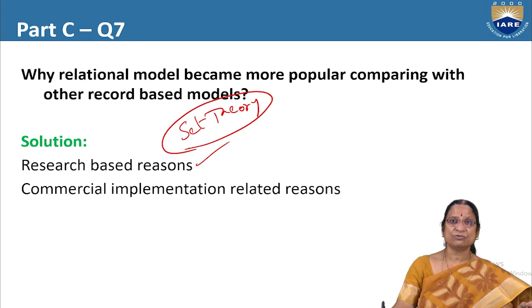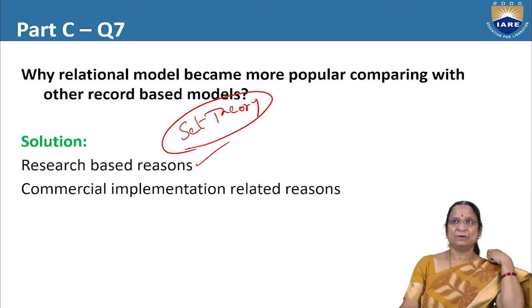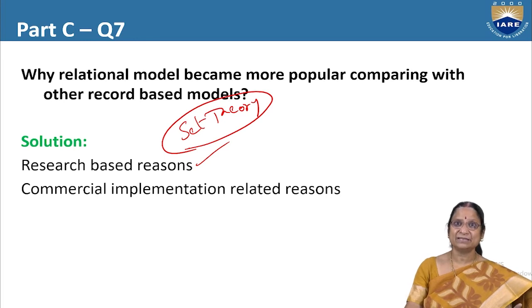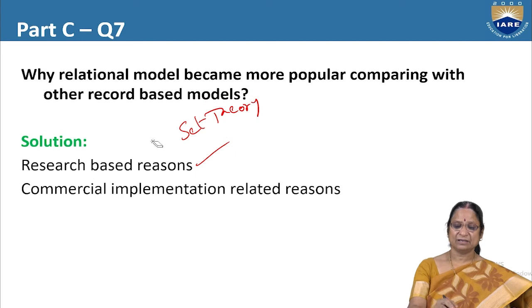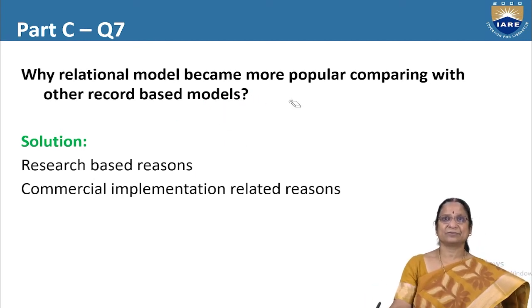Still research is going on in various branches of relational database management systems. So that's why it is becoming more popular. So why the relational data model became more popular compared with other record-based models? The first reason is research-based reasons, because it is based upon mathematical set theory, the failure rate is less, and research is still going on in relational database systems based upon these mathematical concepts.